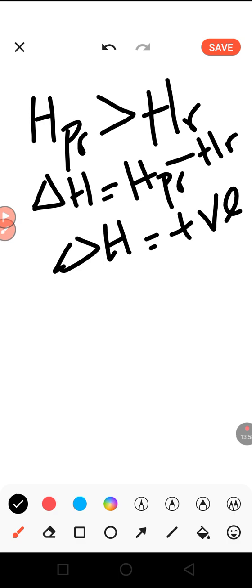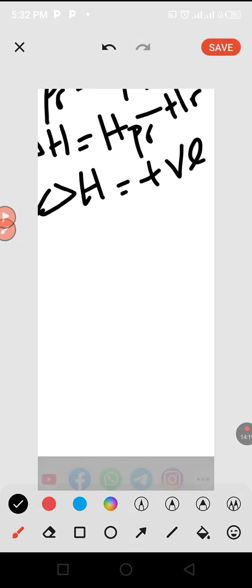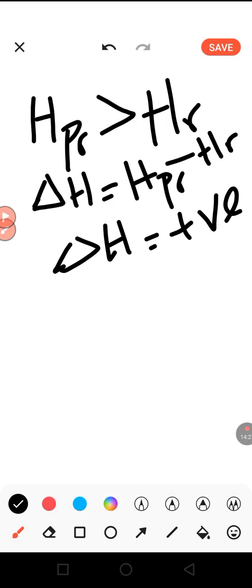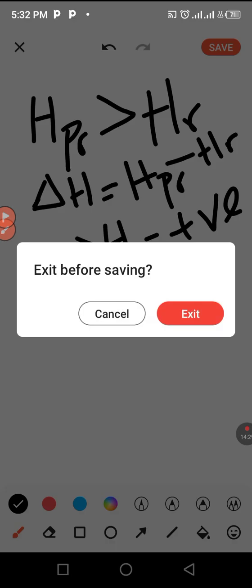And if our delta H is positive, it is only when our heat of product is greater than the heat of reactant that our delta H can be positive. Now, there are several examples of an endothermic reaction. Number one example is dissolving glucose in water. You are dissolving glucose in water. When you do that, it will be an endothermic reaction.